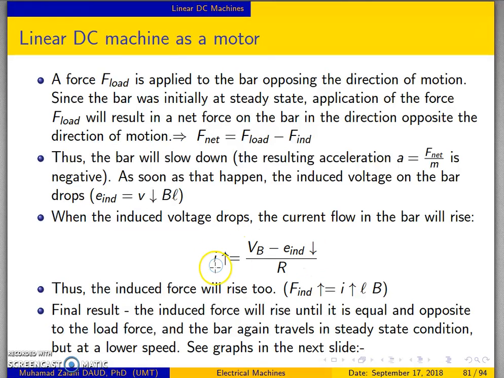And if the current increases, at the same time, the force also will be increased. This is because using this equation, F equals ILB. Since the current is increasing, the force is also increasing. Final result, the induced force will rise until it is equal and opposite to the load force, and the bar again travels at steady state condition, but at a lower speed. So the motor will operate at a lower steady state condition.